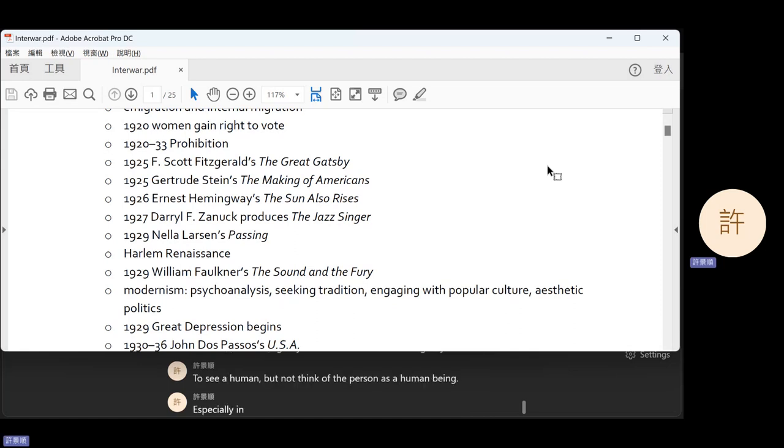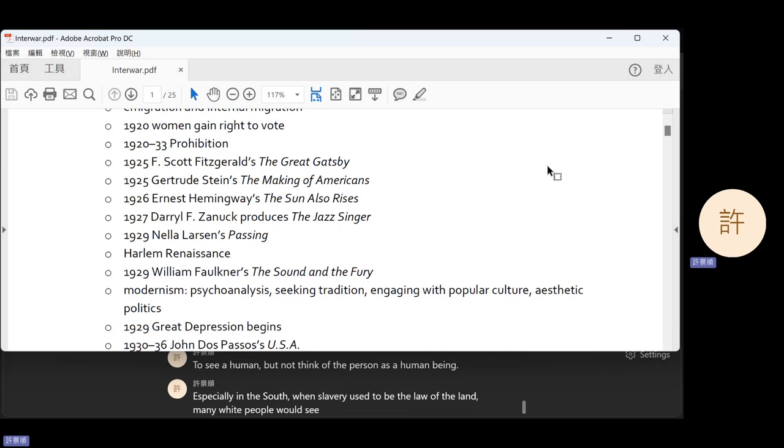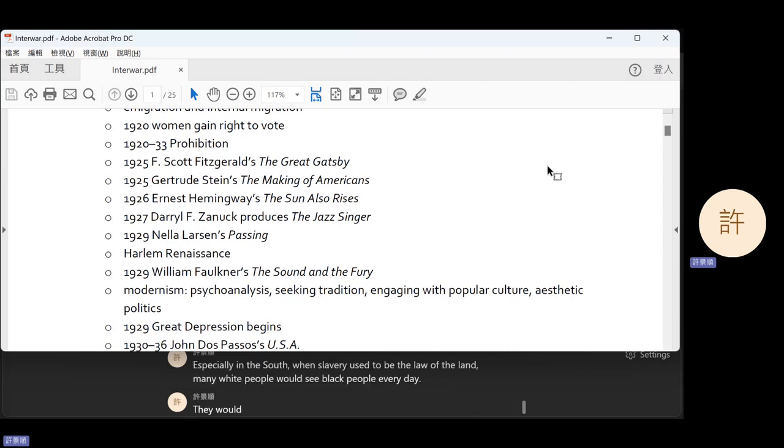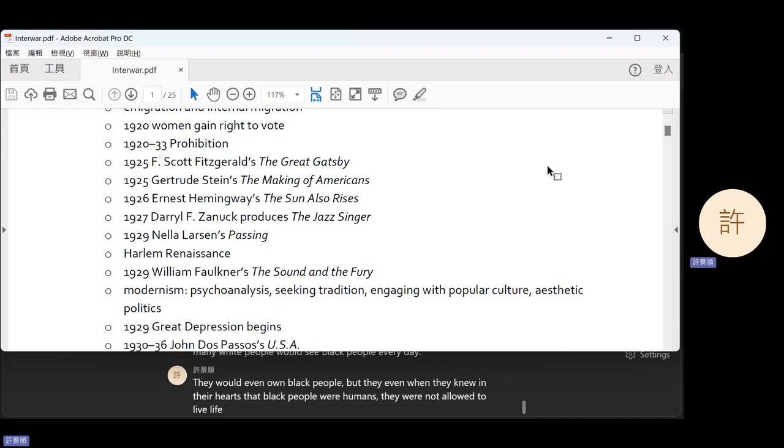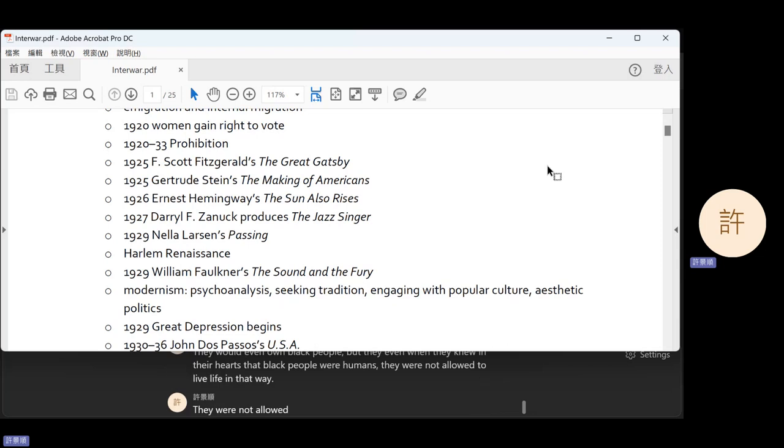Especially in the South, when slavery used to be the law of the land, many white people would see Black people every day. They would even own Black people. But even when they knew in their hearts that Black people were humans, they were not allowed to live life in that way. They were not allowed to welcome Black people into white society. They were not allowed to treat Black people as equal, even if they wanted to.